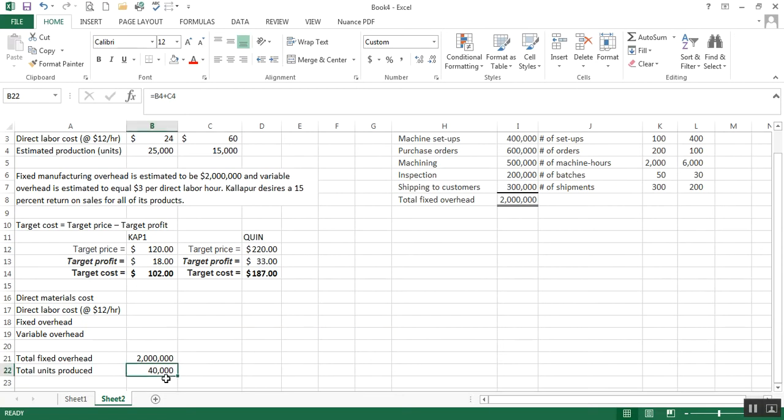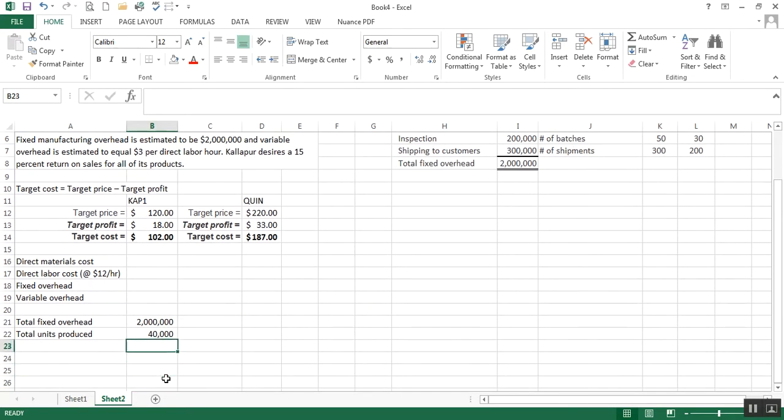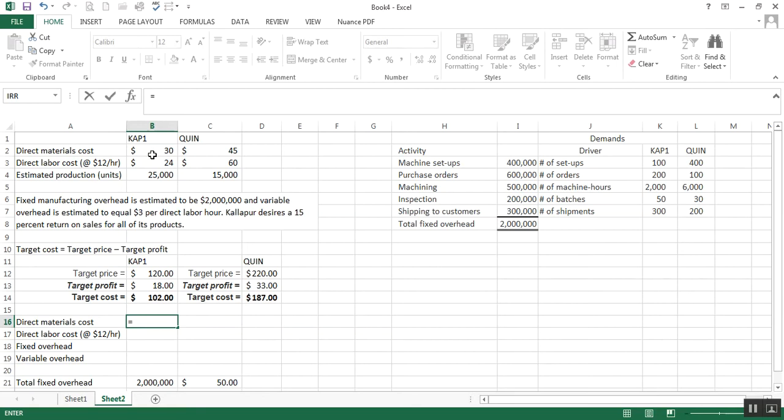So what they're saying is that for every unit that we produce, we're going to incur additional cost. That's the driver of the fixed overhead. So 2 million divided by our 40,000 gives me $50 per unit. Now I know that my direct materials is $30 for KAP1, direct labor is $24, fixed overhead is $50 per unit, and my variable overhead is $3 per direct labor hour.